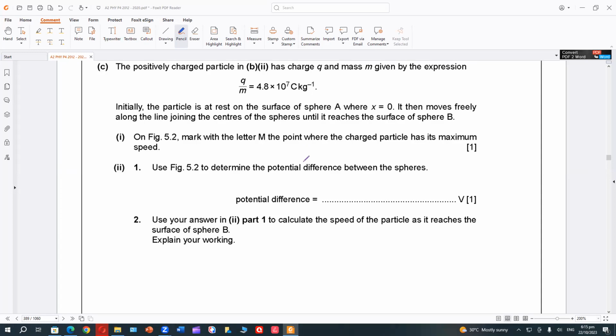The positively charged particle in B part 2 has charge Q and mass M given by the expression. Initially, the particle is at rest at the surface of a sphere A, where x is equal to 0. It then moves freely along the line joining the centers of the spheres until it reaches the surface of sphere B. Mark with the letter M the point where the charged particle has its maximum speed.